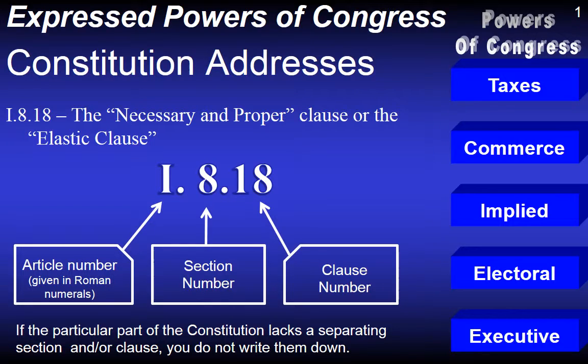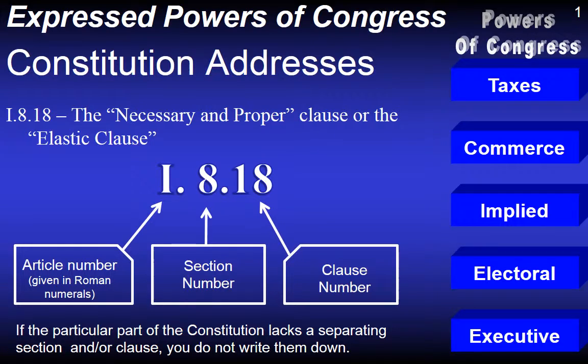Now, we see as in the example here that the necessary and proper clause is located at Article 1, Section 8, Clause 18. So if you're writing this address down, it's the Roman numeral I for the number 1, a period, the numeral 8, and then another period, and then another numeral 18.